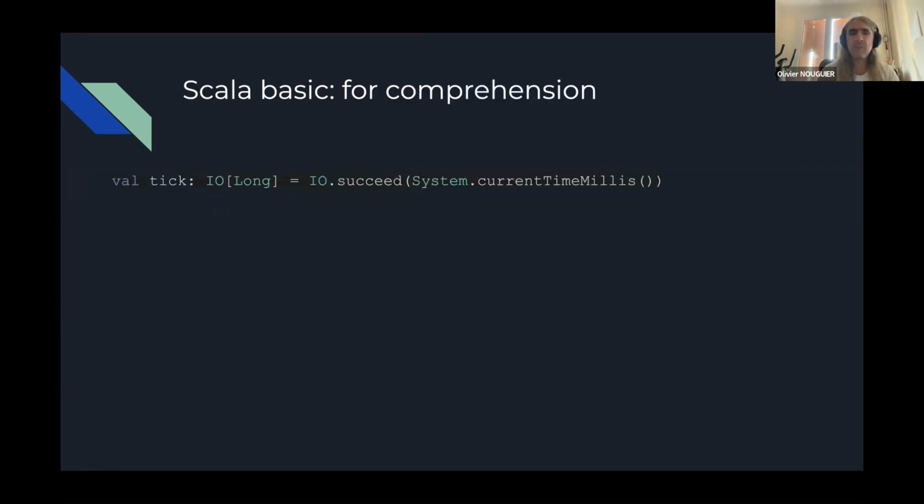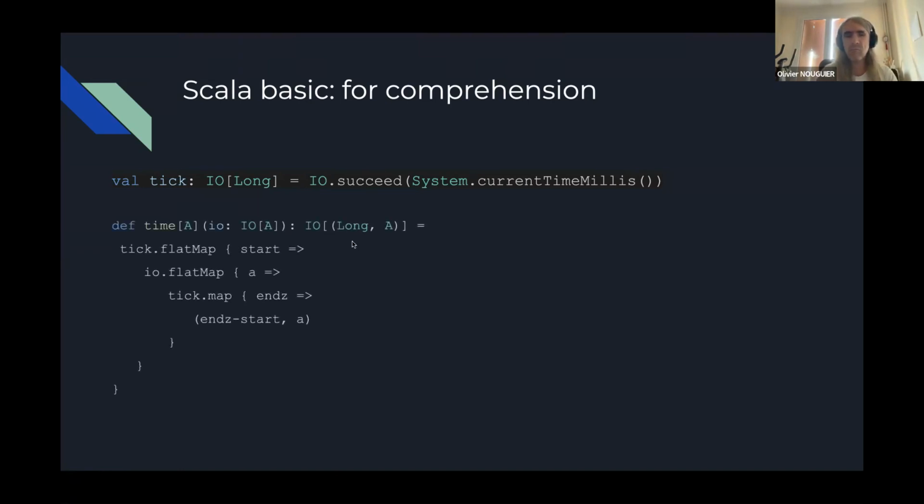Very simple example. Let's imagine we want to define a method that takes an arbitrary IO, an IO of whatever you want, a string, or I don't care, and measures the time it took to execute. It will return an IO with a tuple, the time to execute and the result of the IO. It will be done like this.